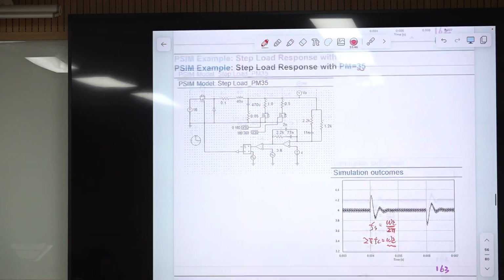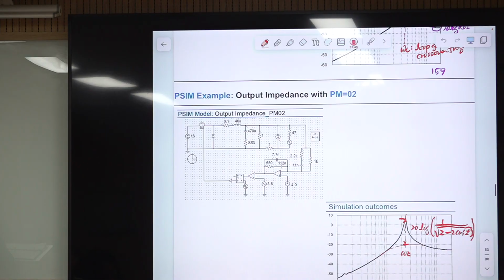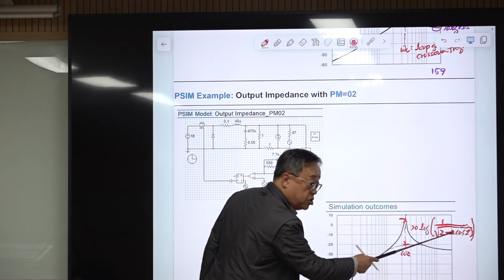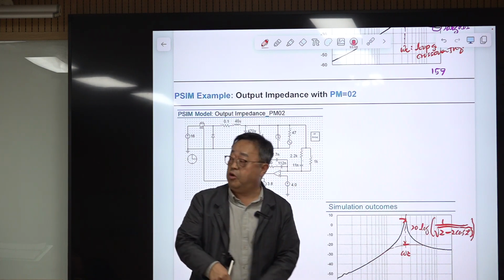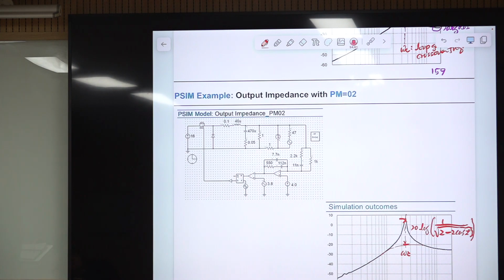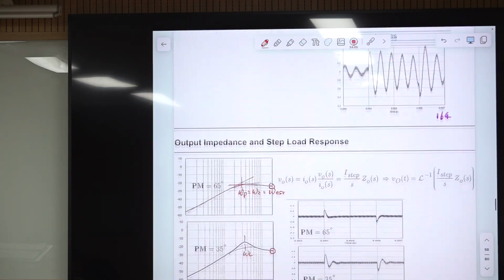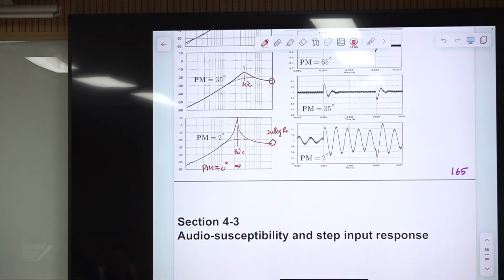According to this equation, if this is 0, then 2 minus 2 is 0, then it becomes infinity. So there will be infinite peaking. Okay, you cannot measure it or simulate it, but there should be a very large value. Okay, how about this? If PM is negative, the system is unstable already. Okay, that is, this case is infinite peaking.